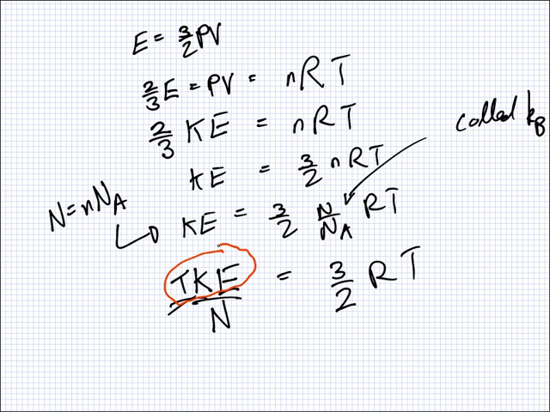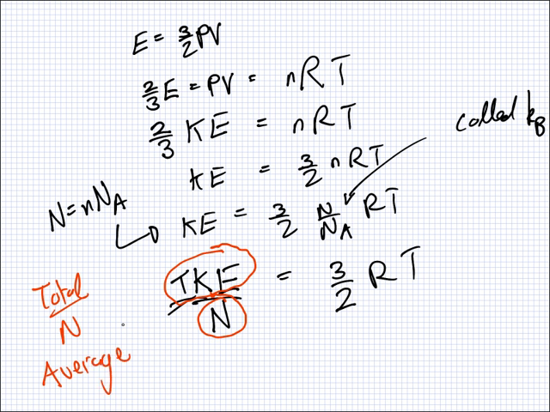Now, tell me what this is. Total kinetic energy divided by the number of molecules. What is that in maths class? Think about maths class. You have a total, and then you divide by how many you have. What's that? It's called the average. If you have a total and you divide it by N, that's called the average.